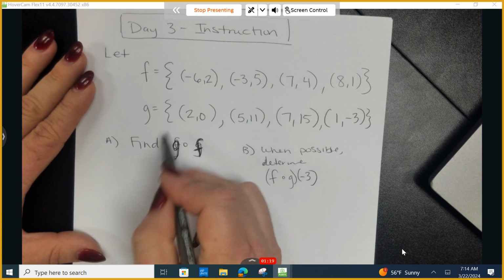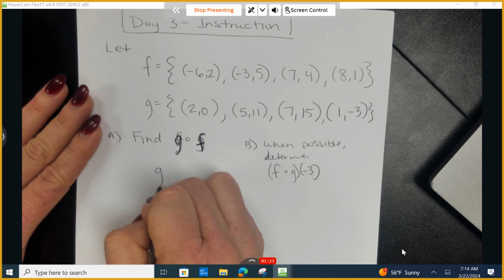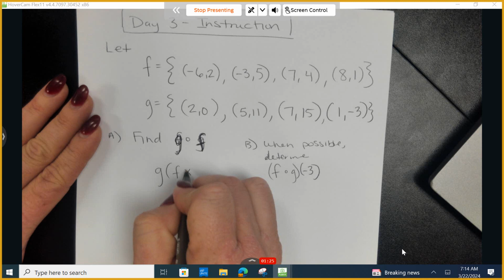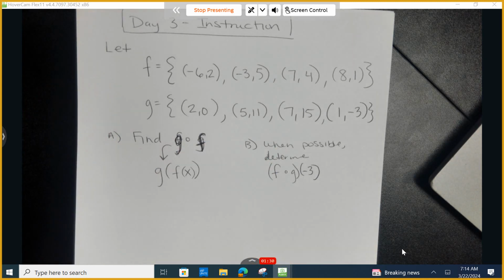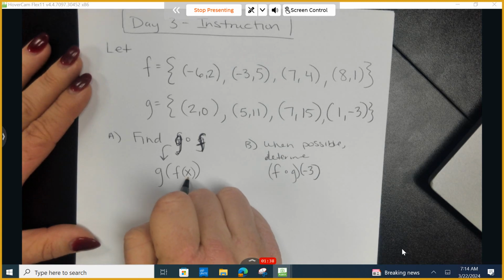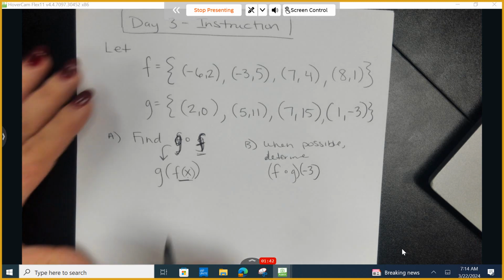Now, this is the way that this particular book writes this. I would like you underneath this to write it like this. We're going to do a composition of functions. Please write it like this. These are two unique ways to illustrate the same mathematical language. So how does this work? We are going to start with the x values of the inside, or the second function. So that's what we're going to do first of all.